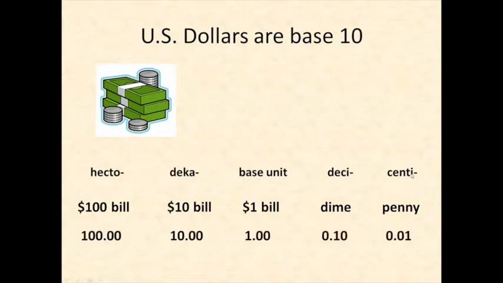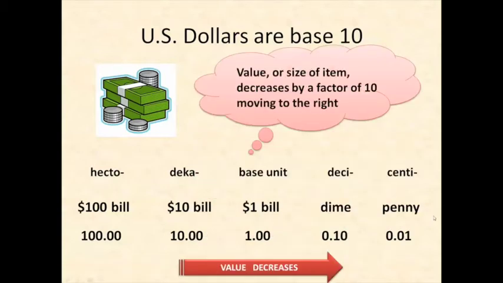So I'm using metric prefixes at the top to represent dollars in the middle, and then at the bottom is just the decimal equivalent of that amount. Notice that as we move to the right, the value or the size of the bill decreases by a factor of 10. We divide by 10 as we go to the right for representing the value of each item.